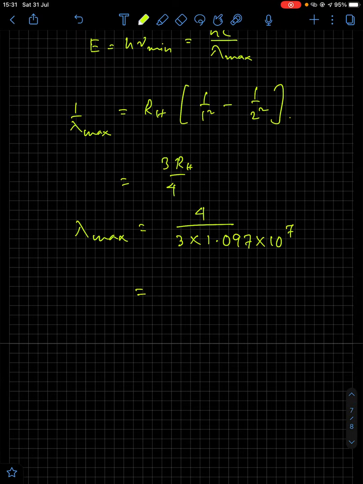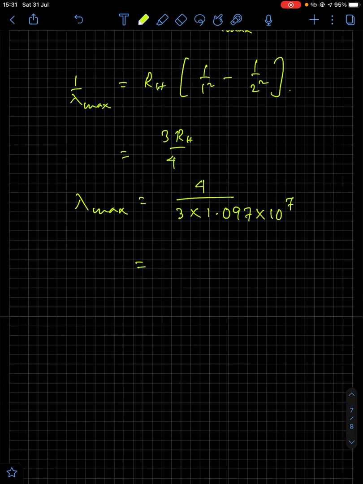Yes, so this calculation will get you 4 by 3, which is already 1.33, right? So 4 divided by 3 divided by 1.097 will get you 1.215 into 10 to the power minus 7 meter, and this is 1215 angstrom you can write down. Now this is actually 1.2154, so this angstrom you can write down.